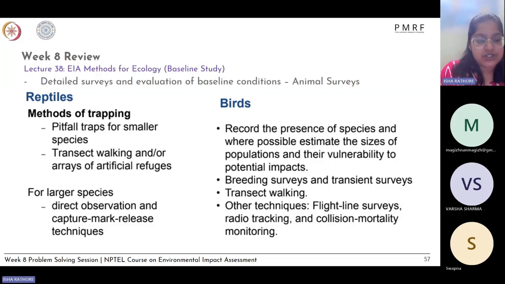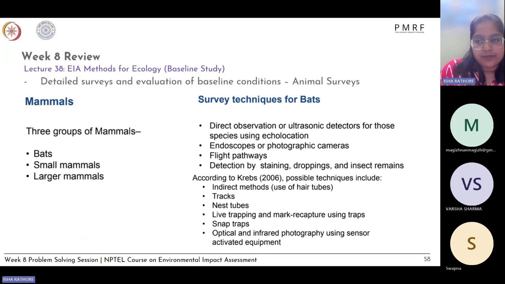Then for reptiles, methods of trapping like pitfall traps for smaller species, transect walking, or areas of artificial refuges. For larger species, you have direct observation or capture, mark, and release techniques. Then for birds, you record the presence of species and where possible estimate the size of populations and their vulnerability to potential impacts. You also look at breeding surveys and transect surveys, and other techniques like flight line surveys, radio tracking, and collision mortality monitoring. So those are for birds.